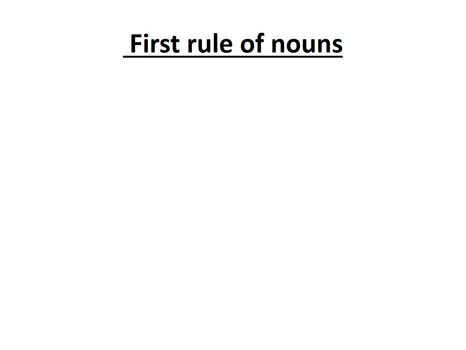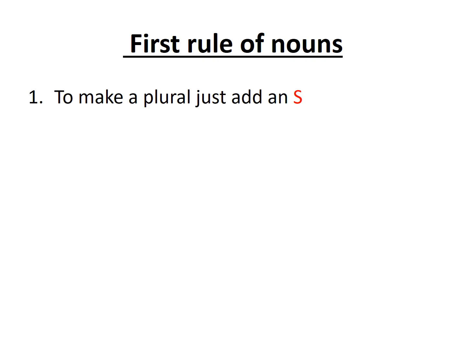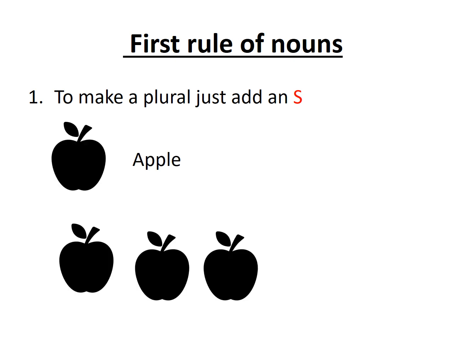The first rule of nouns. To make a plural, in many nouns, you just add an S. Let's look at a few examples together. An apple becomes apples. Easy, right?